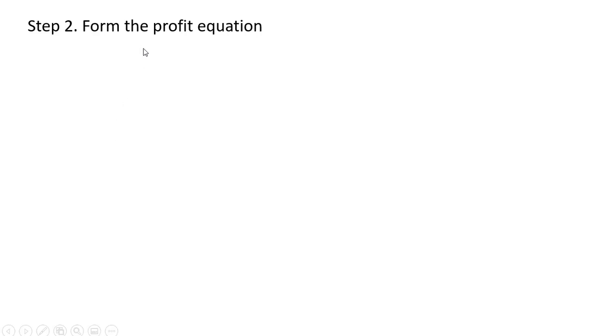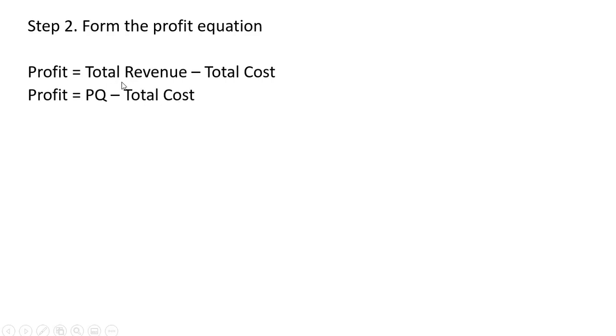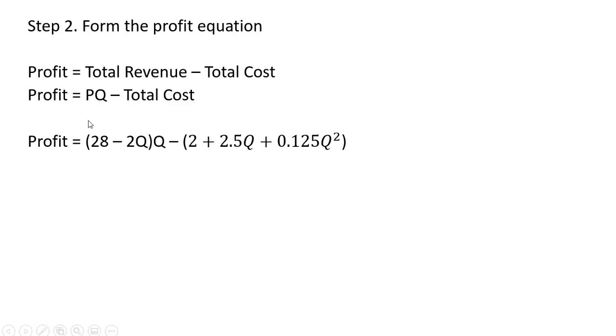Step 2 is form the profit equation. Profit is total revenue minus total cost, where total revenue is price times quantity. So for price, we're going to plug in that inverse demand, the 28 minus 2Q that we just solved for in step 1. So in step 1, once again, we found that P equals 28 minus 2Q. So I'm substituting that in right here, and that's going to be all multiplied by Q.